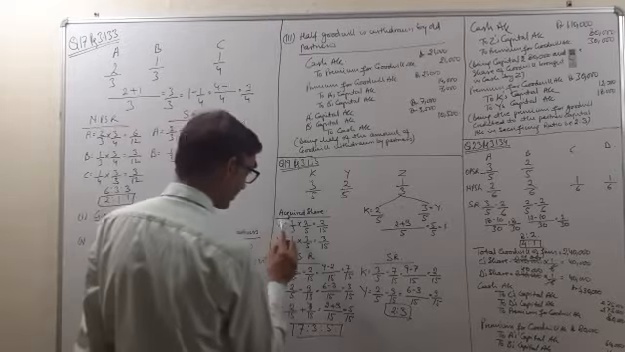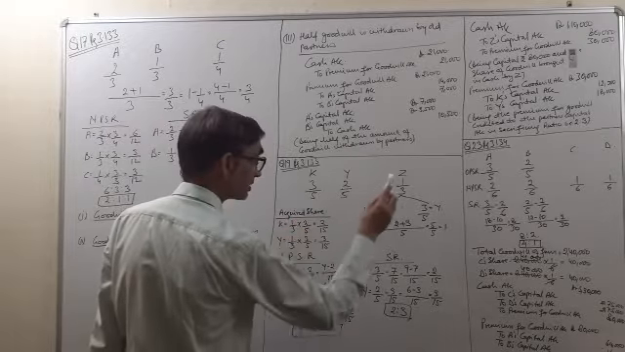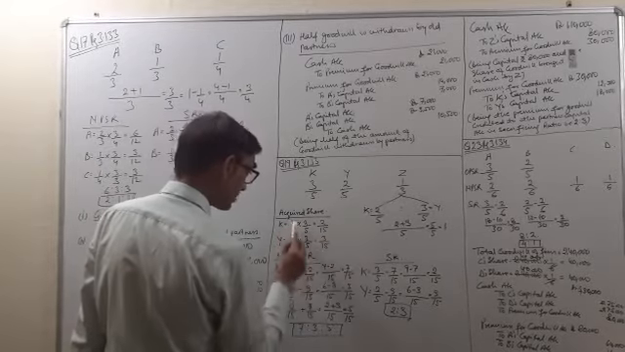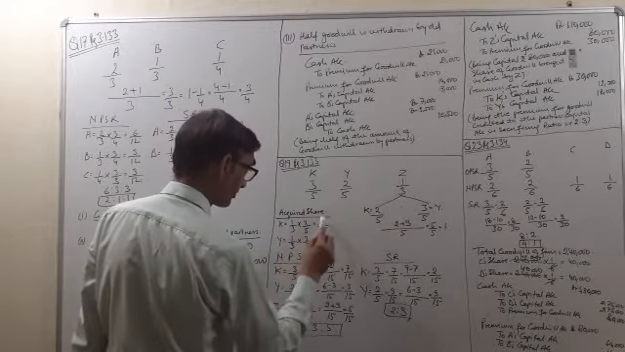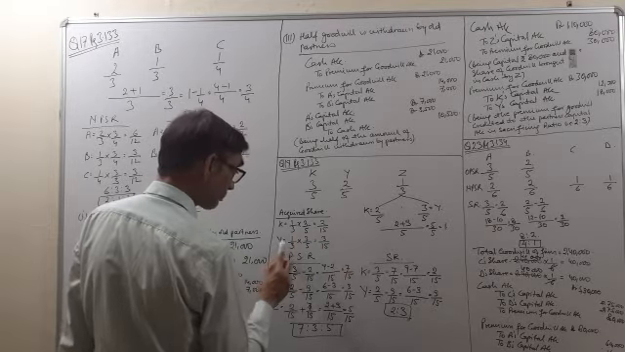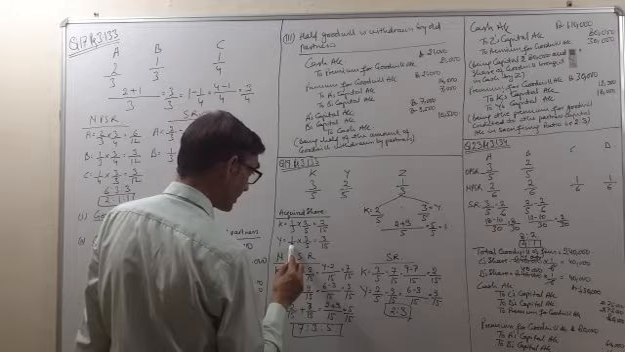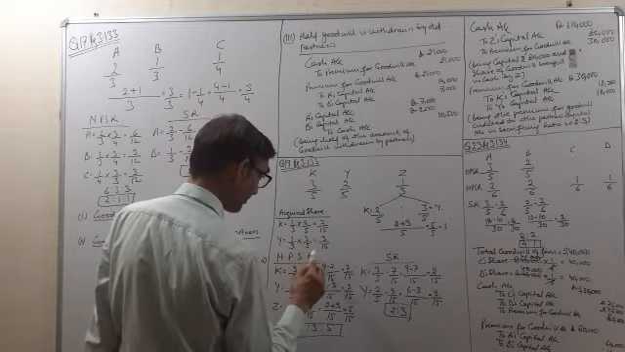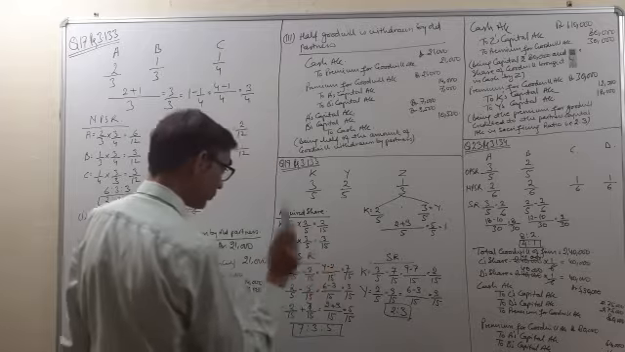Z has acquired from X, of his 1/3 share, 2/5. So it comes to 1/3 into 2/5, which is 2/15. From Y, for his 1/3 share, he has taken 3/5. So 1/3 into 3/5 is equal to 3/15. This is the acquired share.